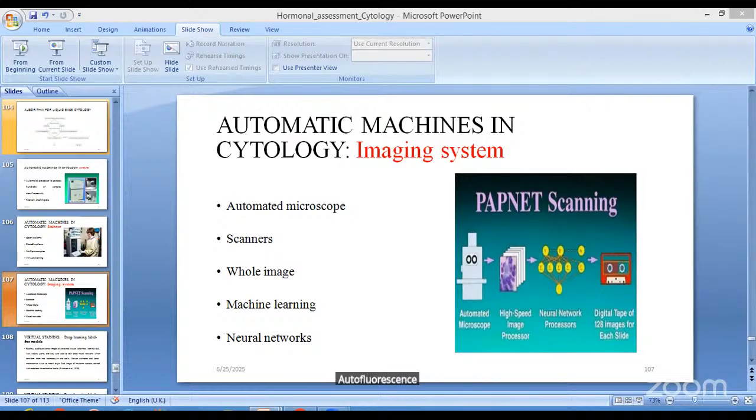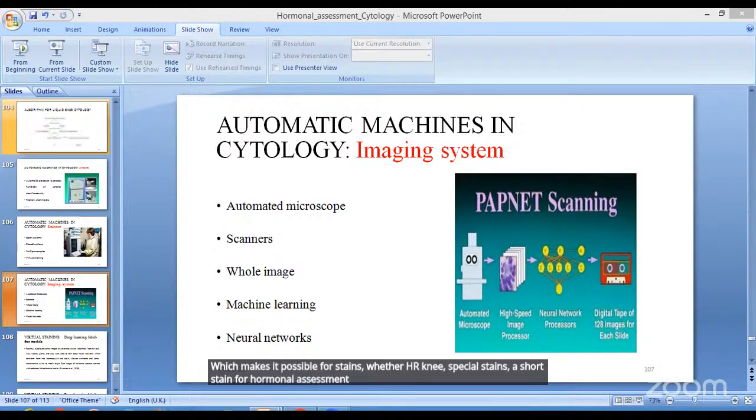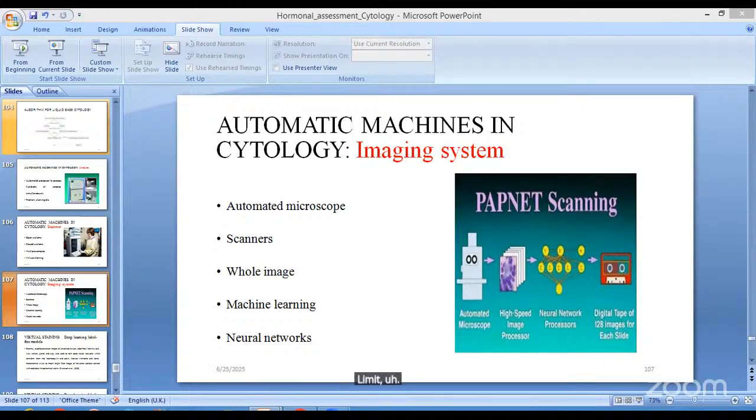Autofluorescence images of unstained tissues, which are called label-free slides, from organs have been tested, and they were used to train neural networks, which makes it possible for stains, whether H&E, special stains, or a short stain for hormonal assessment, to be fed into the system so that the machine can get used to them. And that makes it ready for reading of patterns.